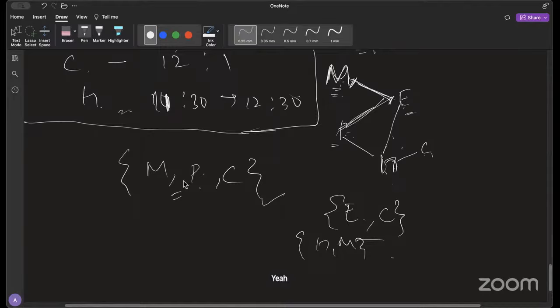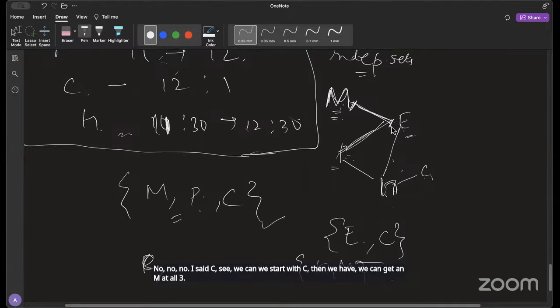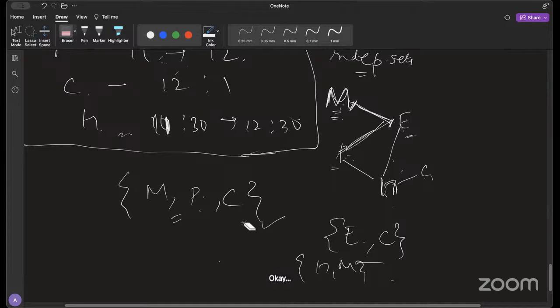Ma'am, if we start with C, we can also have E and M. No, M and E have an edge, so you can't have M and E both here, right? If you start with C, you'll end up with this set only.